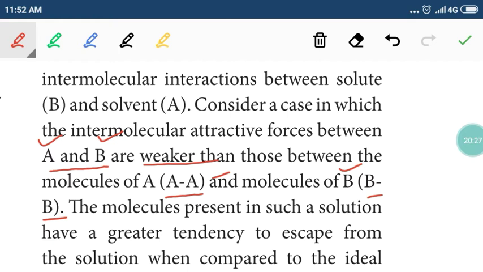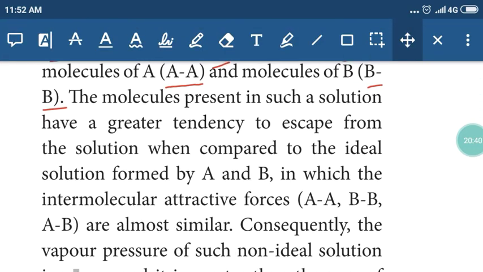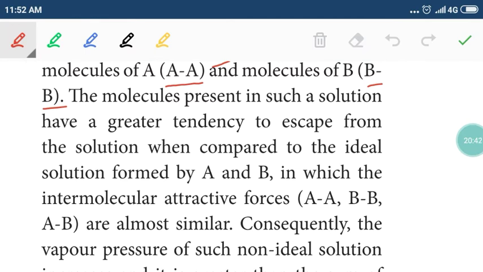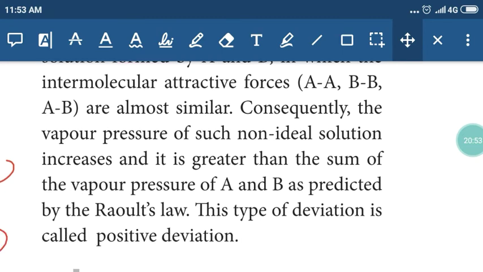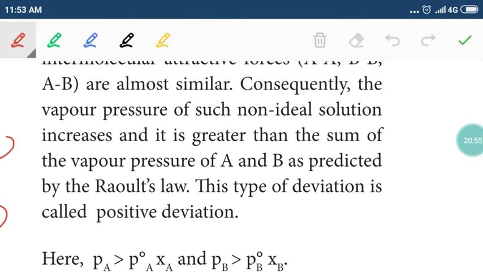Because of this, the escaping tendency of the solute and the solvent molecules will be more. So overall the vapor pressure of the solution will be more. Because of this lesser interaction between solute and solvent, the molecules have a greater tendency to escape from the solution, so that the vapor pressure of this non-ideal solution increases.